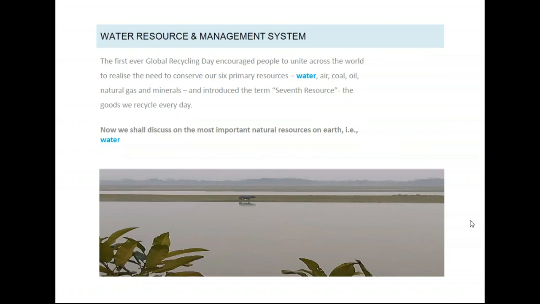Now, coming to my subject, that is water resource and management. The first ever Global Recycling Day, which was in 2018, encouraged people to unite across the world to realize the need to conserve our six primary resources, that is water, air, coal, oil, natural gas, and minerals, and introduced the term seventh resource, that is the goods we recycle every day. Generally, we focus on plastics in a major way, but it actually includes all the other items. But I will restrict my discussion today to water only, which is the most important natural resource on earth.